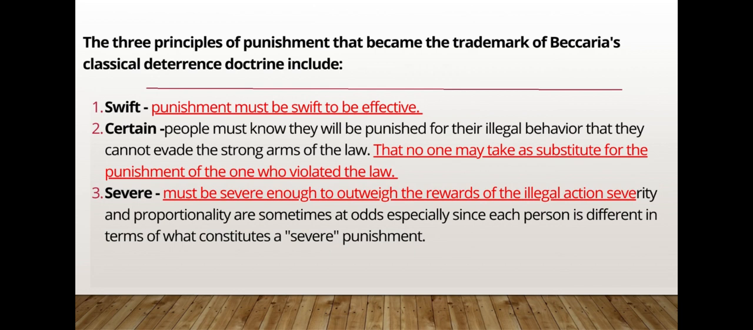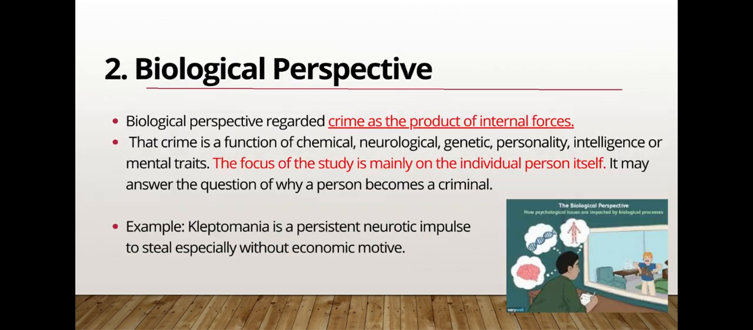Must be severe enough to outweigh the reward of the illegal action's severity. For example, dito daw sa severe, kung gaano kabigat ang nagawa niyang krimen, dapat ganun din kabigat ang punishment na ipapataw sa kanya. Example natin dyan is a tooth for a tooth and eye for an eye, or eye for an eye and tooth for a tooth. Kung ang nagawa niyang krimen is murder, dapat ganun din kabigat ang punishment na ipapataw sa kanya. Again, meron tayong three principle of punishment na tinatawag. The swift, certain, and severe.